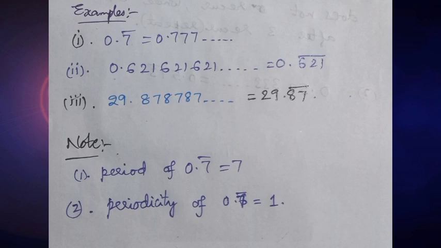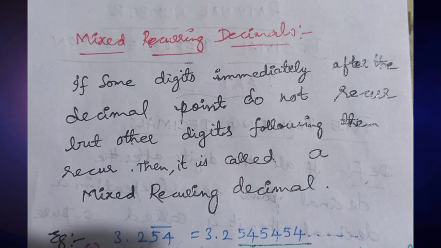So if you observe that carefully, in the first one, 0.7 bar, the period is 7. The periodicity of 0.7 bar is 1. Nothing but the digit or the digits which are repeating is called the period. Here only 7 is repeating, and since only one digit is repeating, the periodicity is nothing but 1. Let us go through mixed recurring decimals.